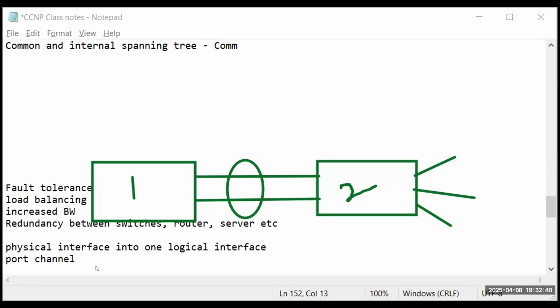Okay. Is it possible to bundle the logical interface? What logical interface? We don't have any logical interfaces to bundle. We can bundle only physical interfaces. Can we bundle logical ones? No, it is not possible. Logical interfaces we cannot bundle.